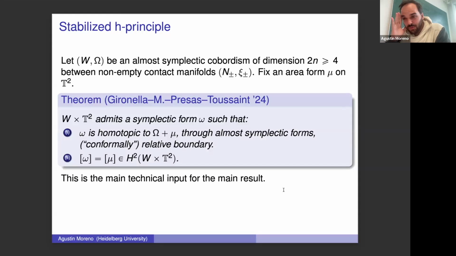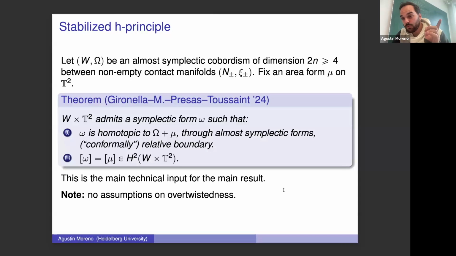But one thing that you should note here, and one thing that should strike you, is that there's no assumption on overtwistedness at the boundary, as opposed to the Eliashberg-Murphy h-principle. So I'm not assuming that the contact structures at the boundary are overtwisted in any sense. And I can do that because I allow myself to multiply by T2. I mean, this is also the key.